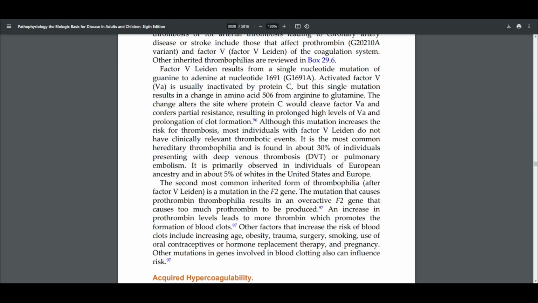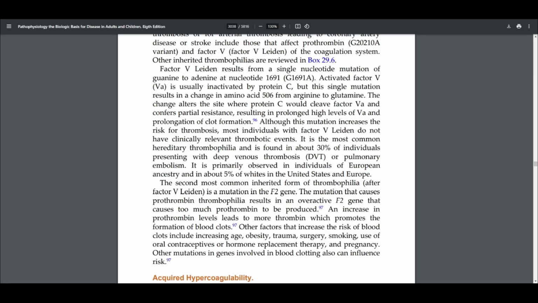Although this mutation increases the risk for thrombosis, most individuals with factor V Leiden do not have clinically relevant thrombotic events. It is the most common hereditary thrombophilia and is found in about 30% of individuals presenting with a DVT or PE. It is primarily observed in individuals of European ancestry and in about 5% of white Americans.